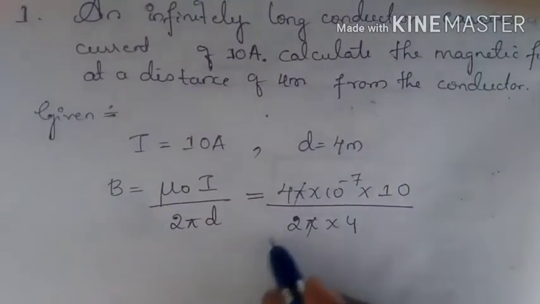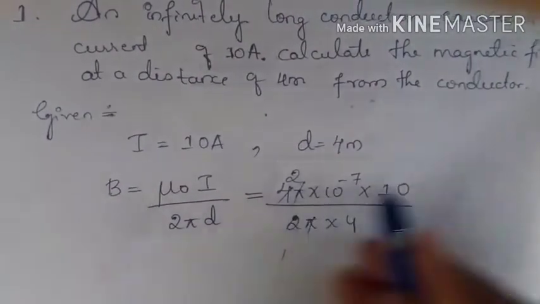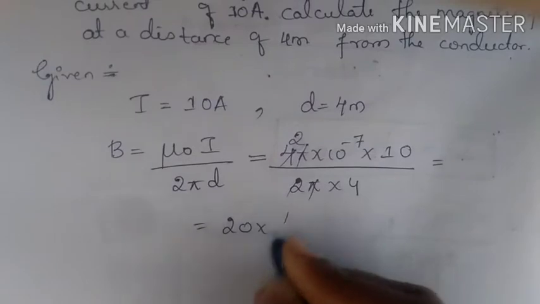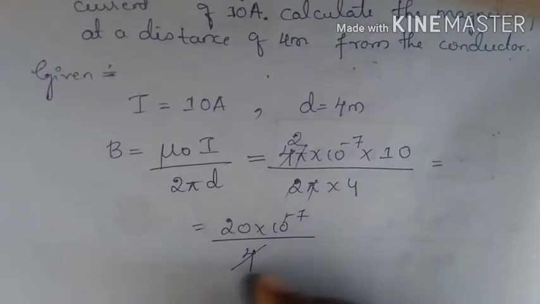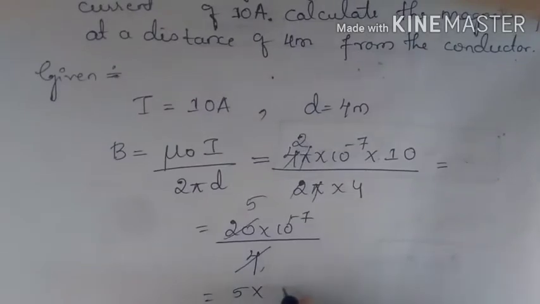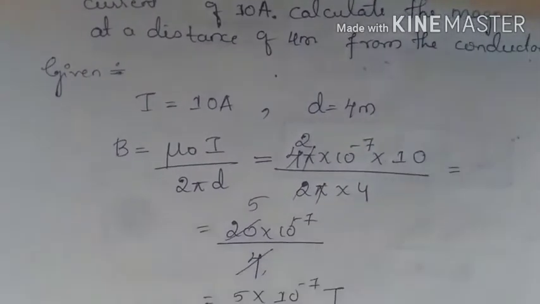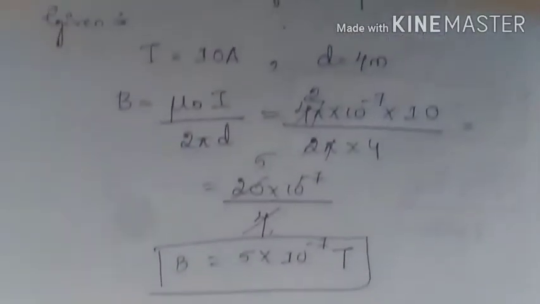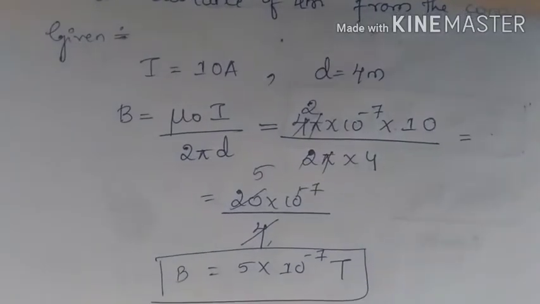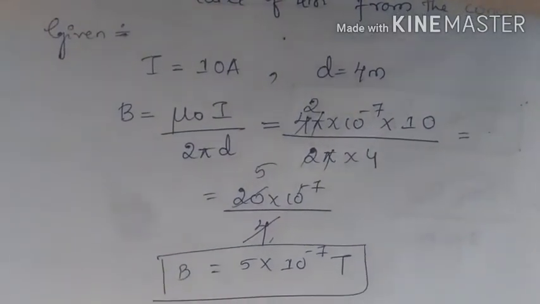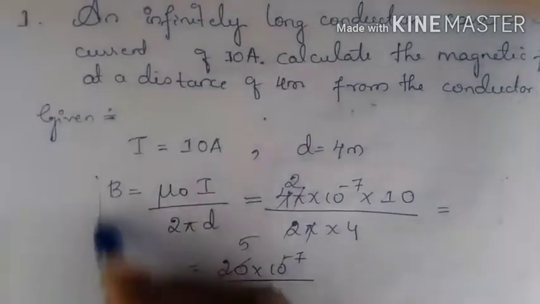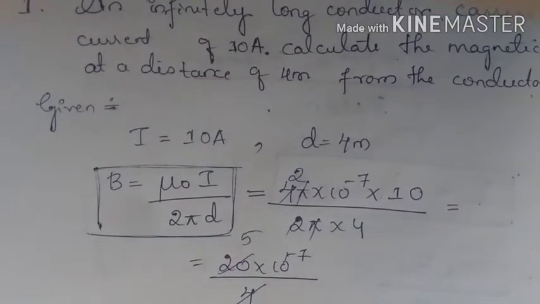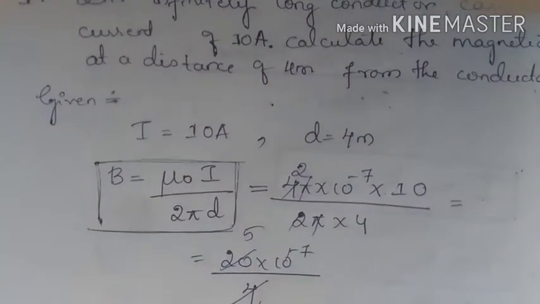Pi will get cancelled, 2 ones are 2, 2 twos are 4, 2 tens are 20. So 20 into 10 power minus 7 divided by 4. 4 fives are 20, so 5 into 10 power minus 7 Tesla. This is the magnetic field at a point due to a straight current carrying conductor. Here we have not done anything, it is just a direct problem. You have to use this equation, B is equal to mu naught I divided by 2 pi D.